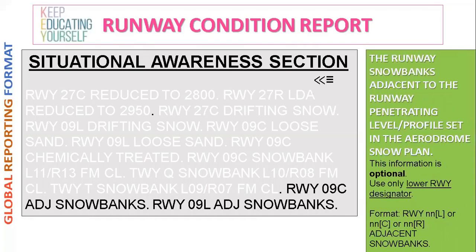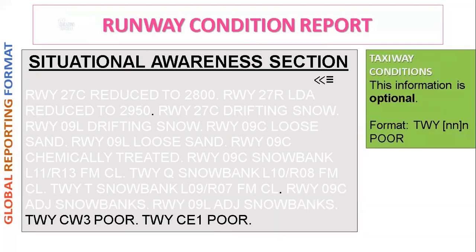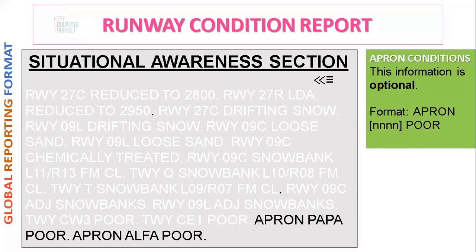Now runway snowbank adjacent to the runway penetrating level profile set in the aerodrome snow plan. So if this is the condition, then we have to mention here, this is all in sequence only. So runway space 09 Charlie adjacent snowbanks full stop. That's simple. Runway 09 Lima adjacent snowbanks full stop. Then taxiway conditions we have to mention. This is optional. We simply write taxiway Charlie Whiskey 3 space poor full stop. Simple format is there. Once we practice it, we will master it.